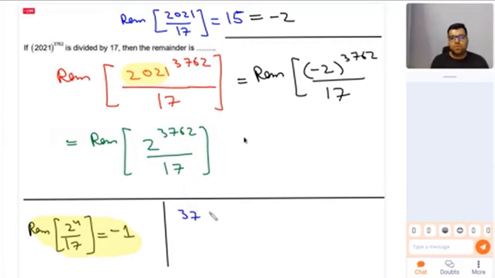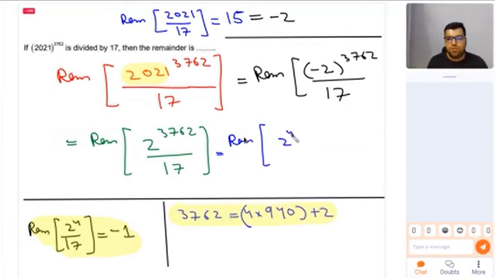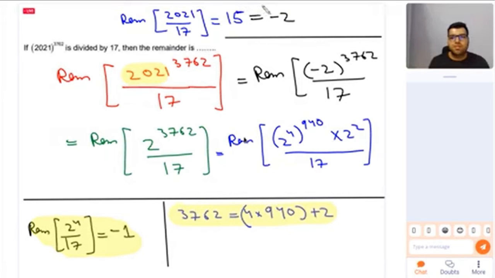3762 is equal to 4 into how much? This is 4 into 940 plus 2. I have just broken 3762 into parts of 4. Now this value becomes equal to remainder of 2 raised to power 4 raised to power 940, into 2 square, divided by 17. Great, let us proceed.